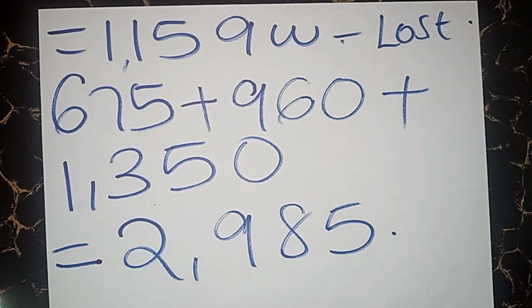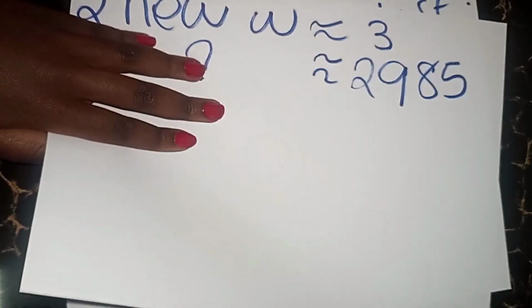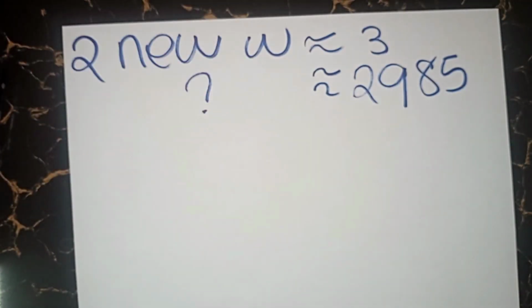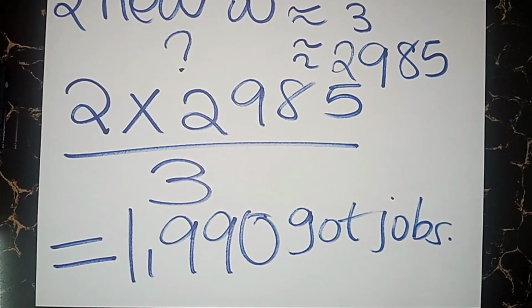So let's now find out how many people got jobs. We've been told the other three recruited 2 new workers for every 3. So we want to know how many people got jobs. So 1,990 people got jobs. And just like that, you have your answer.